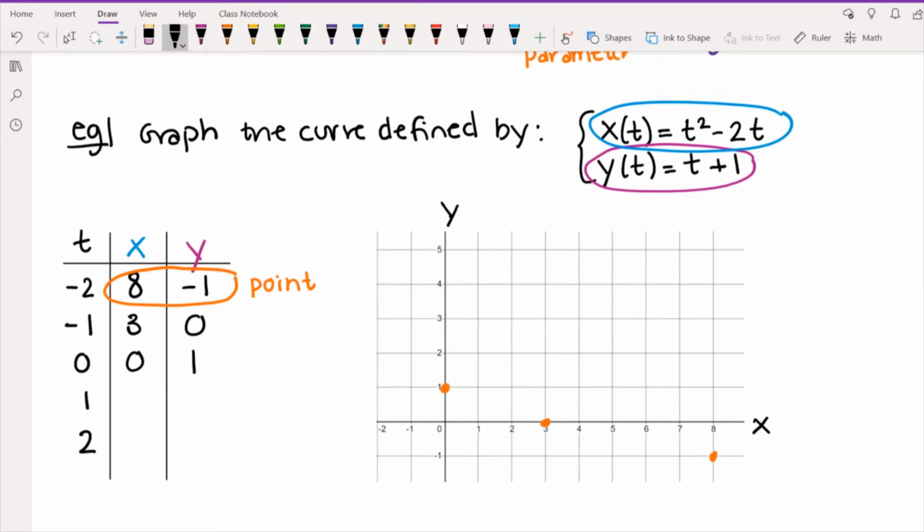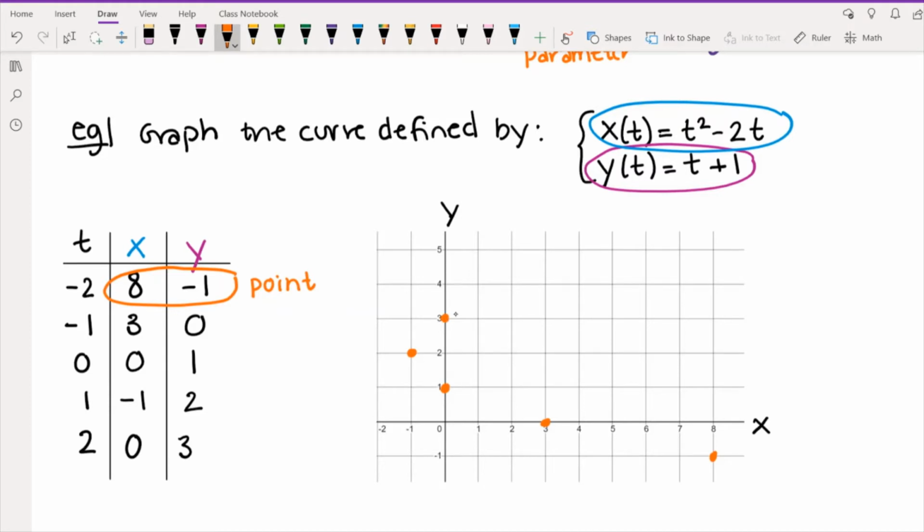Then we plug in 1 for t. And for the first equation, we get -1. And for the y equation, we get 2. And so we have the point -1, 2. And then we plug in 2. And so for the first one, we get 4 minus 4, which is 0. So we have 0 as our x coordinate. And then for y, when we plug in 2, we get 3. And so we have the point 0, 3.